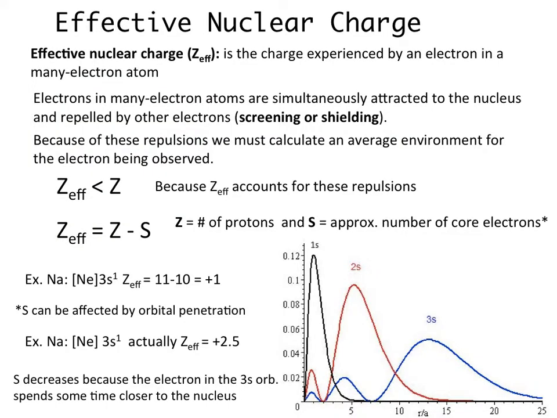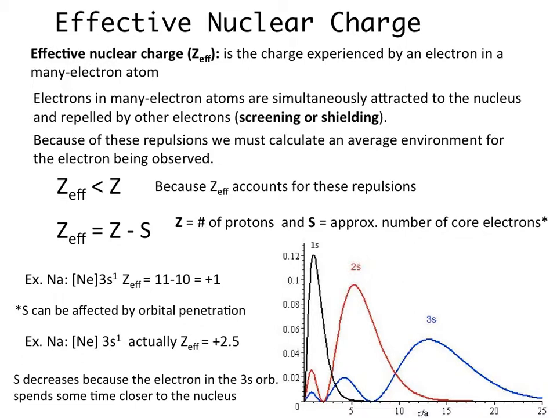So effective nuclear charge is basically the pull or the charge from the nucleus that's experienced by an electron in a many-electron atom, so something besides, say, hydrogen. Electrons in many-electron atoms are being attracted to the nucleus. The nucleus is pulling them in. You have a positive charge inside the nucleus, and obviously electrons are negatively charged. But simultaneously, they're also being repelled by the other electrons. And the process of those repulsions is known as screening or shielding.